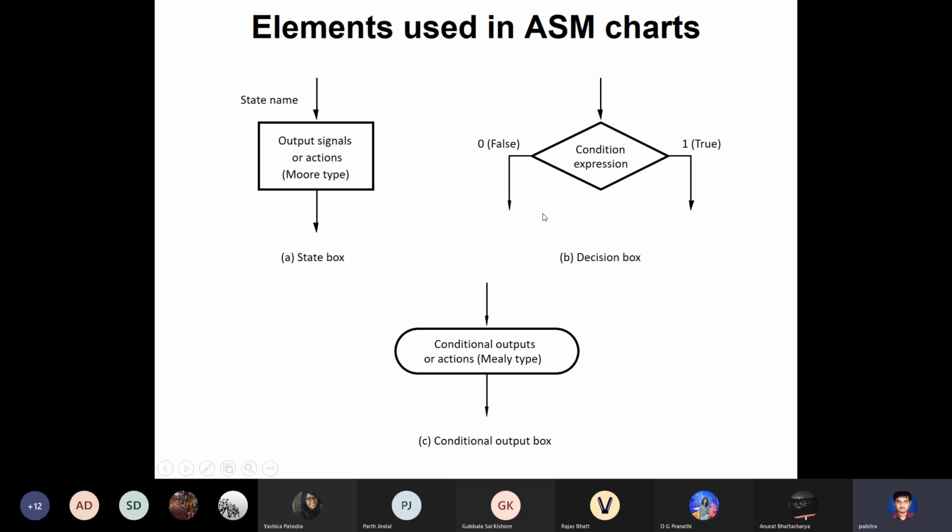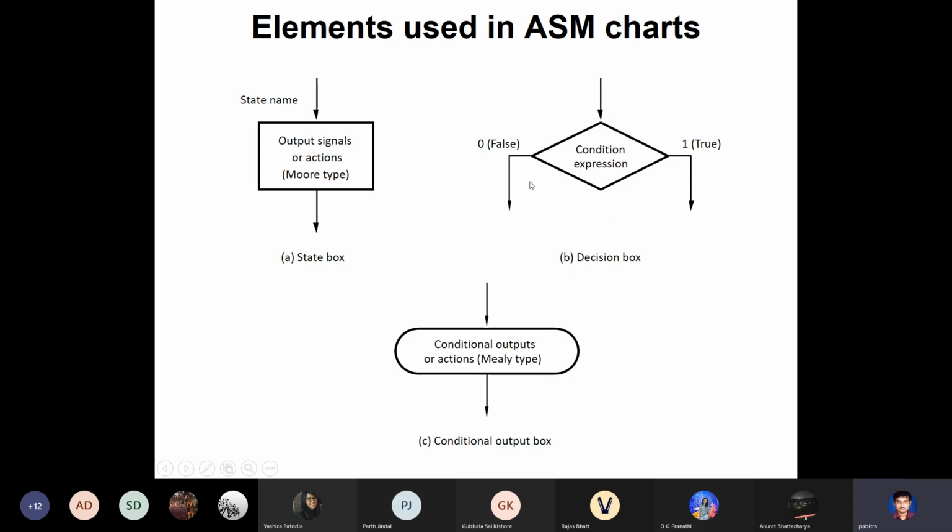Then you have these diamonds. This is a decision box. There will be some logical condition, just like a flowchart, and depending on the result, suppose I have a binary decision, you take one of the output paths. So this is a conditional path. This expression is usually a condition on the inputs, because you are already in this state. So you check the inputs, and depending on their value, you take a path.